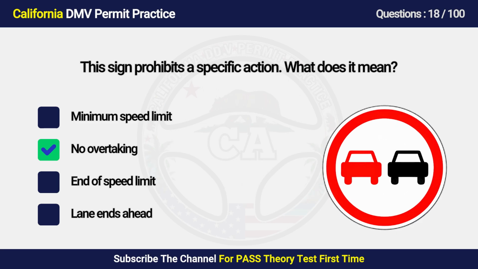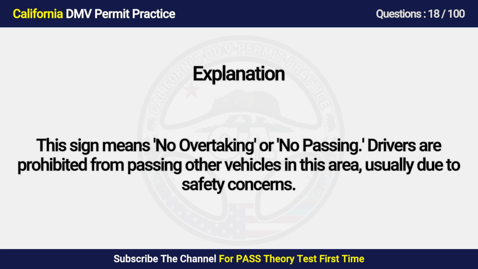Answer is B. No overtaking. This sign means no overtaking or no passing. Drivers are prohibited from passing other vehicles in this area, usually due to safety concerns.